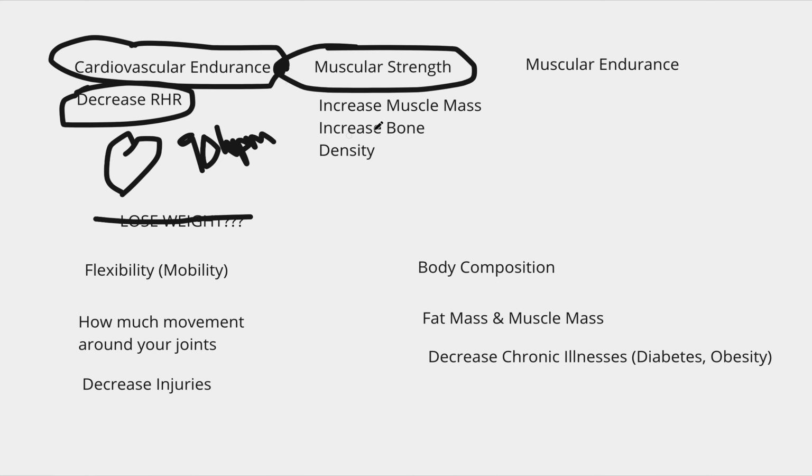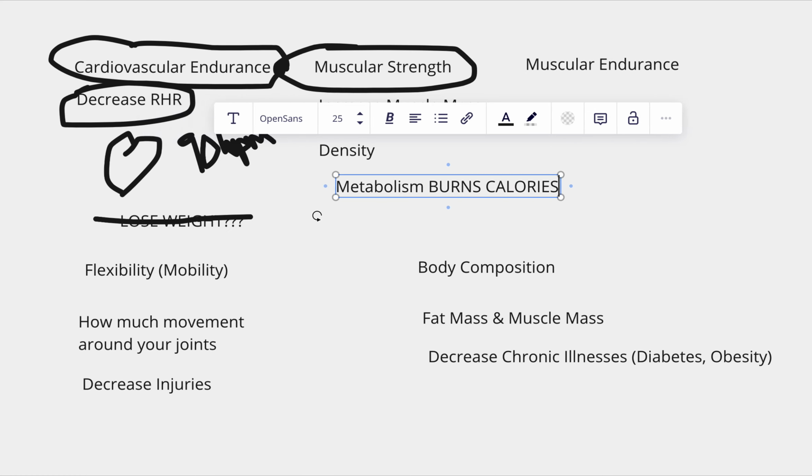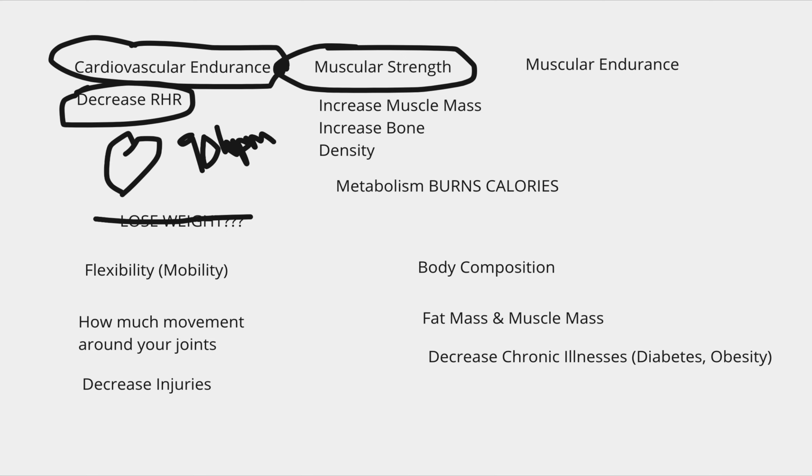Muscular strength is huge to increase your muscle mass, and as you guys are lifting weights, you're increasing your muscle mass, and what that does is increases your metabolic rate, which is ultimately your metabolism. So what your metabolism does is it burns calories. All right, your metabolism, as it increases, it's going to burn calories.